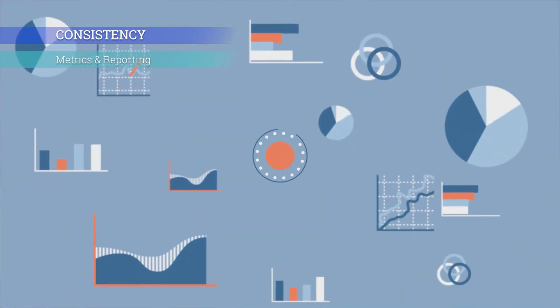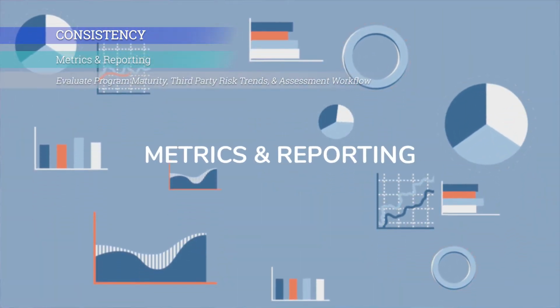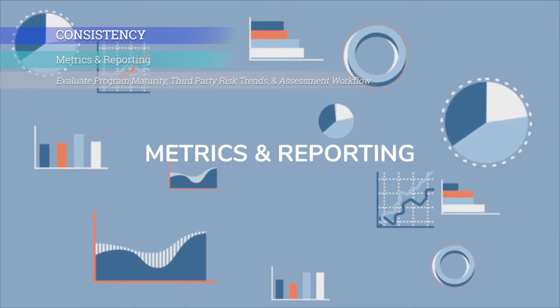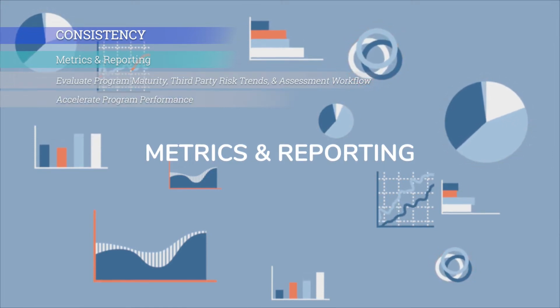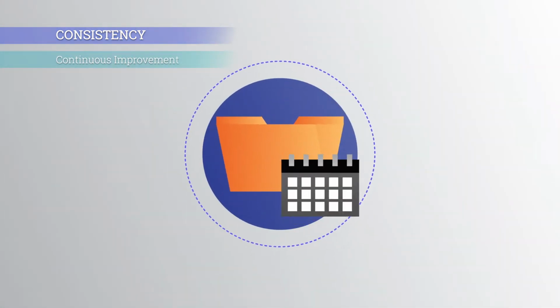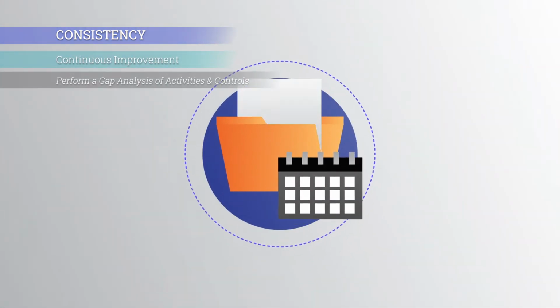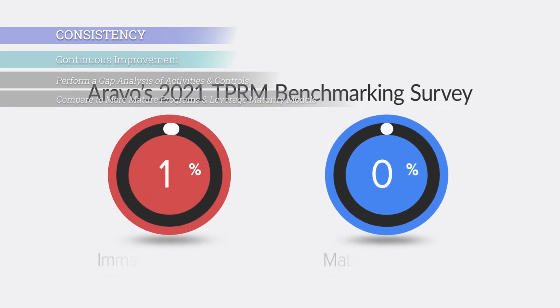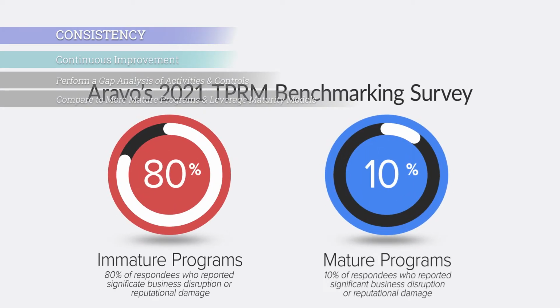Metrics and reporting. Creating program metrics that evaluate program maturity, third-party risk trends, and assessment workflow can help you accelerate program performance and reduce third-party risk impact on your organization. Continuous improvement. At least on an annual basis, perform a gap analysis of program activities and controls by comparing them to more mature programs or leveraging TPRM maturity models.